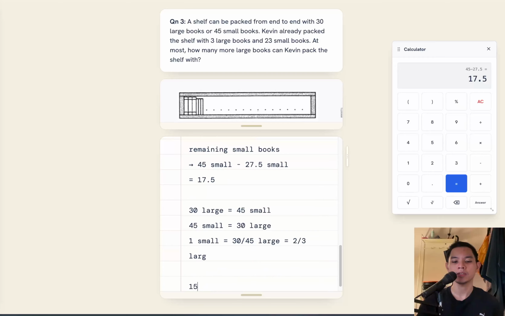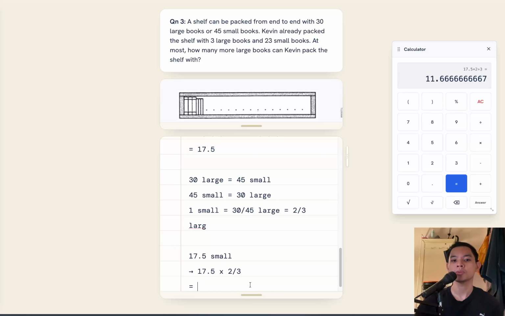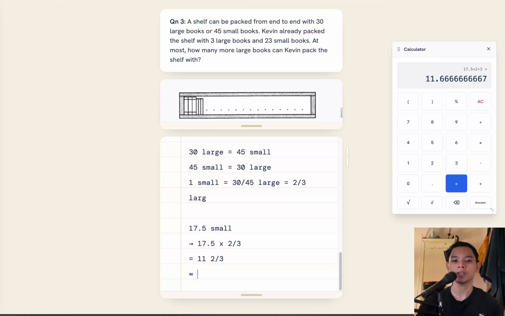So that means 17.5 small will then be equal to 2 out of 3 large times, or 17.5 times 2 out of 3. This will then be equal to 11 and 2 out of 3. So at most will be 11 large books. There you go. So that's the answer, 11 at most.